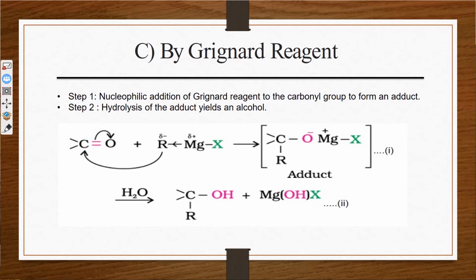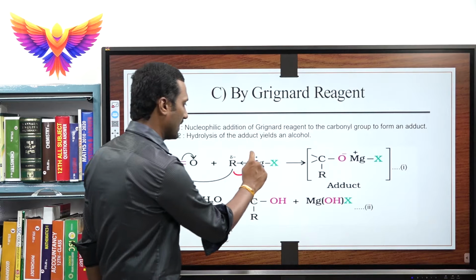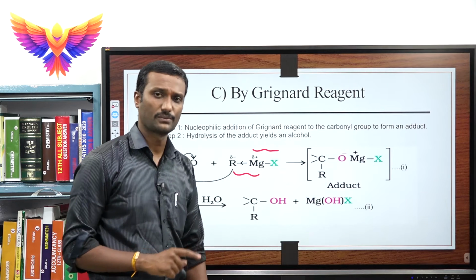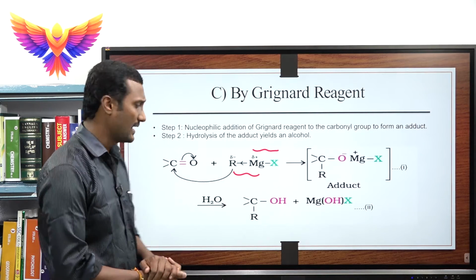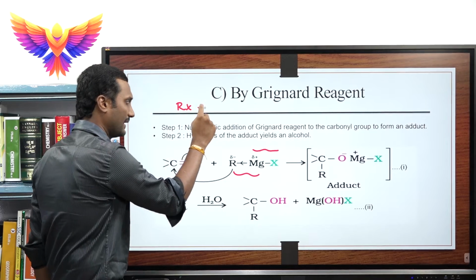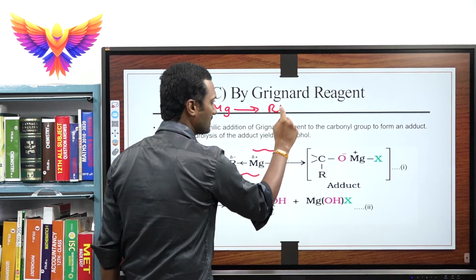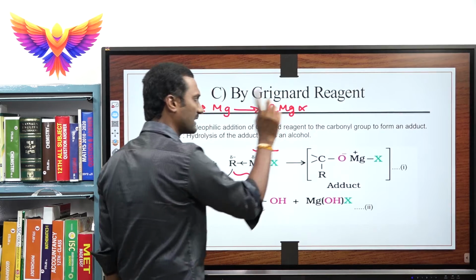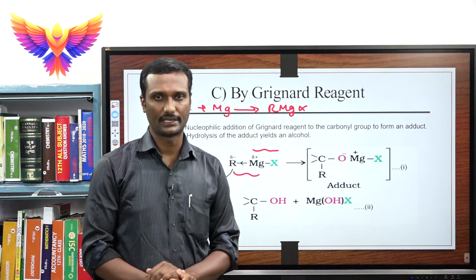So what is the nature of RMgX? Here we have what type of bond? We have a covalent bond and we have an ionic bond. So both types of bond we can see in a Grignard reagent. As I said, to prepare a Grignard reagent, an alkyl halide reacts with magnesium in the presence of dry ether to give RMgX. So it is called Grignard reagent. Just now we understood the nature of a Grignard reagent.